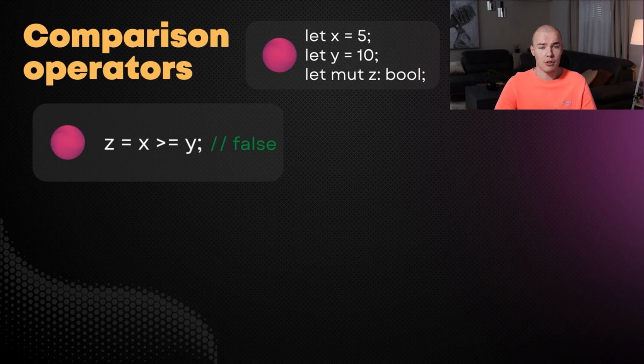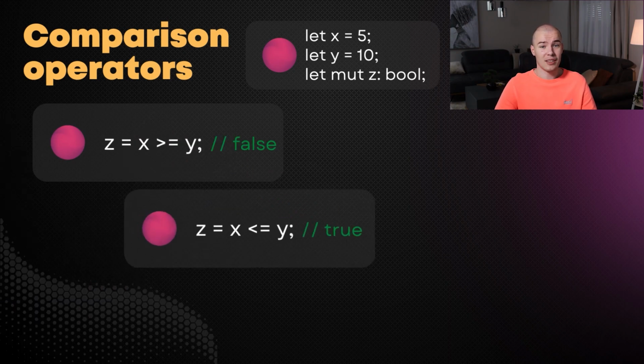So we have our same values stored in our x and y variables, and we have the greater than or equal to operator, so we can ask the question and we'll say z is equal to x greater than or equal to y. So is x greater than or equal to y? The answer is no, because 5 is less than 10. And we're going to store false in our variable, so we can jump right to our second example here.